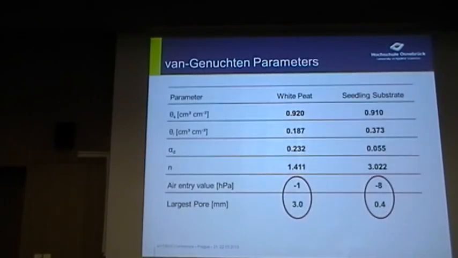Then we use standard laboratory equipment to determine the water retention curves and the van Genuchten parameters. I don't want to go into these details. We determine the air entry value, and then you can calculate the pore diameter from the air entry value. We calculated 3 millimeters for the largest pore in the white peat and 0.4 for the seedling substrate. And if you look at it in more detail, just visually, these values should be correct.